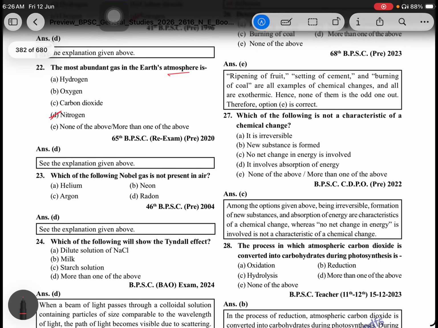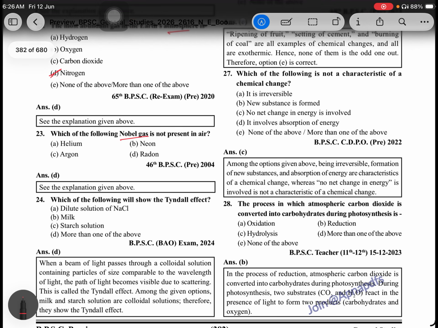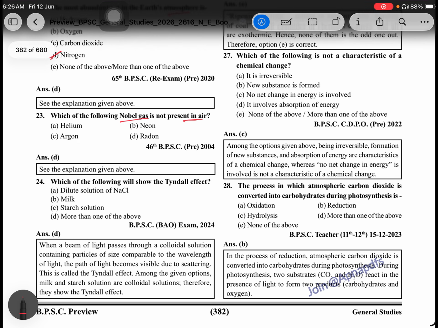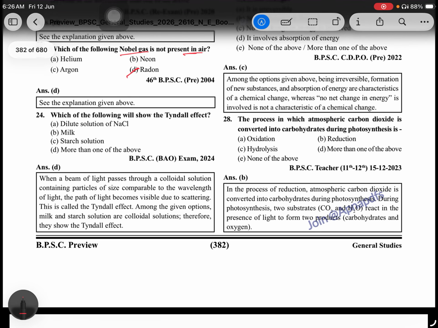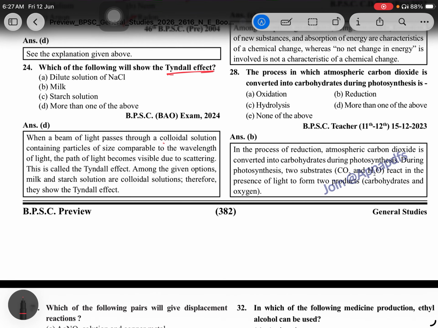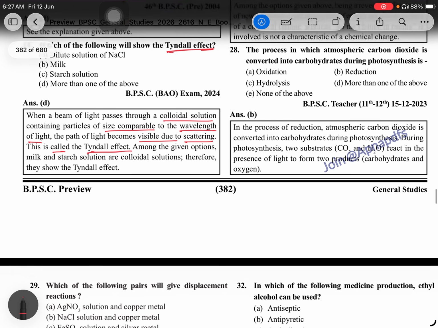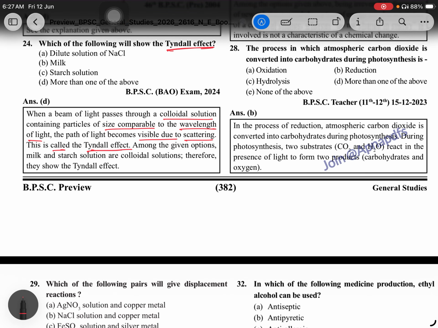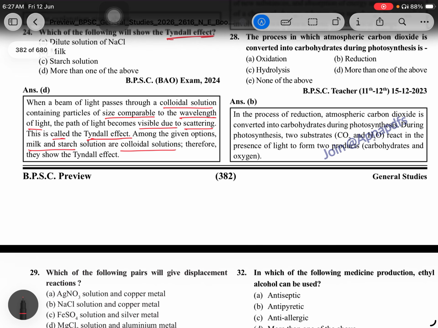Which of the following noble gases is not present in air? That is radon. Which of the following will show the Tyndall effect? When a beam of light passes through a colloidal solution containing particles of size comparable to the wavelength of light, the path of light becomes visible due to scattering. This is called the Tyndall effect. Among the given options, the milk and starch solutions are colloidal solutions. Therefore, they show the Tyndall effect.